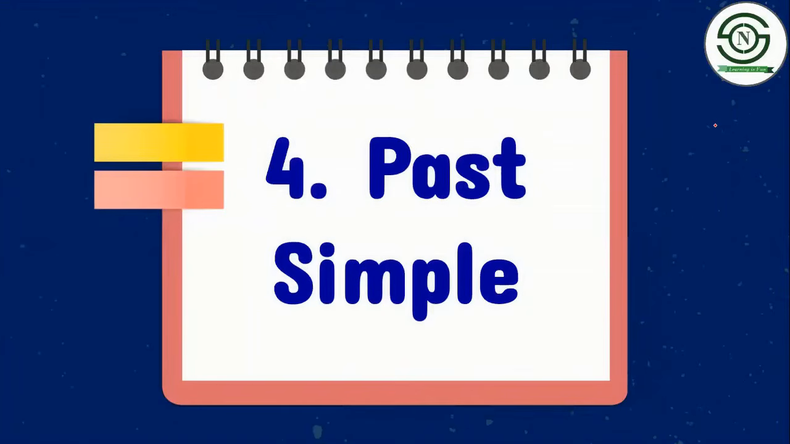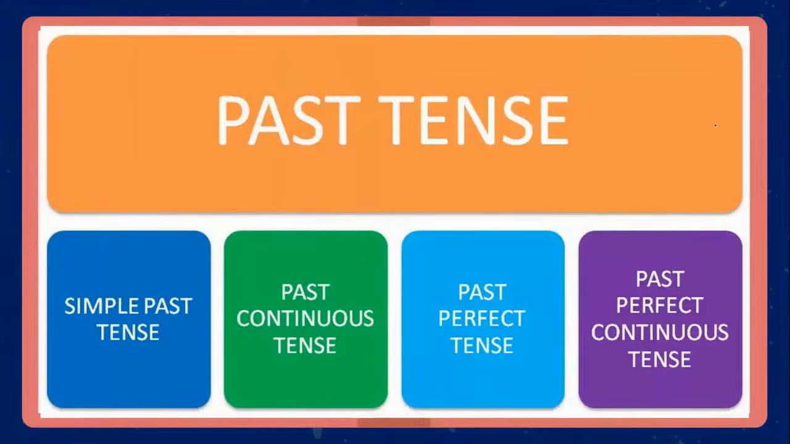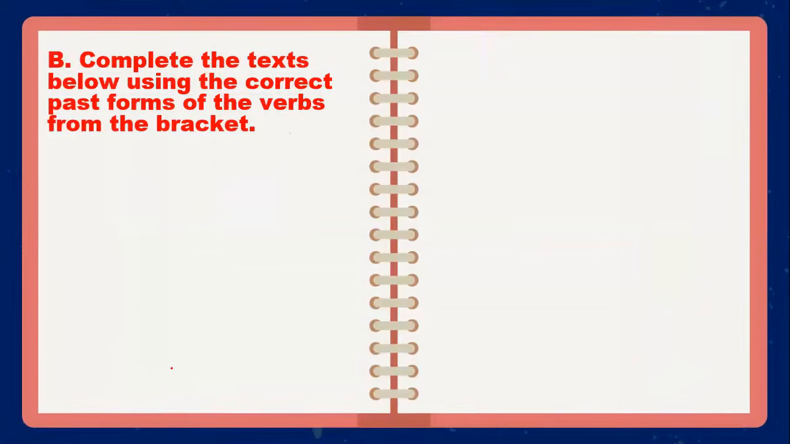Now we have unit 4, simple past. In fact, under past tense there are 4 aspects of past tense too, like other tenses. You have simple past tense, past continuous tense, past perfect tense, and past perfect continuous tense. And in this very unit we are mainly concerned with simple past tense. Okay, so let's look at the simple past tense exercise. It says complete the text below using the correct past form of the verb from the bracket.